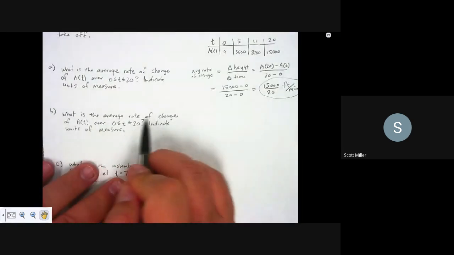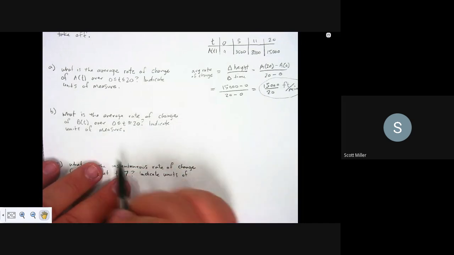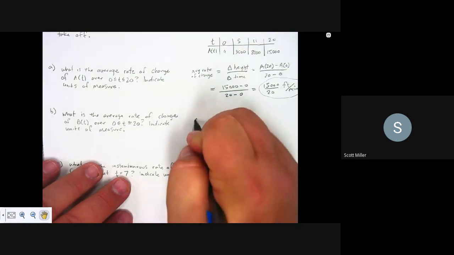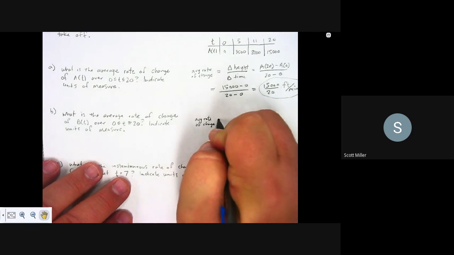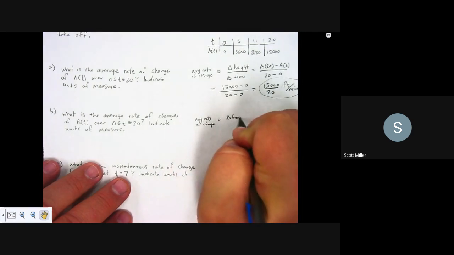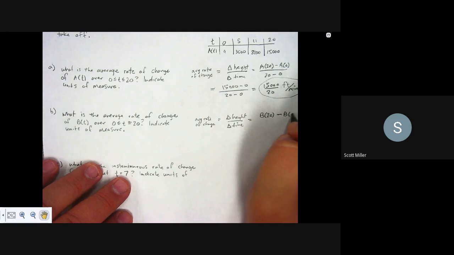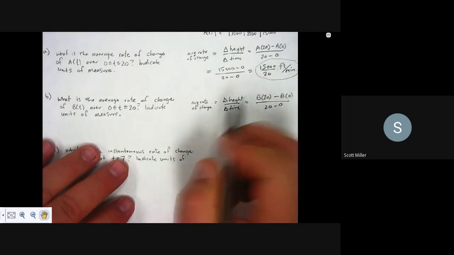What is the average rate of change of B of t over that interval? Okay, indicate units of measure. So what am I going to do? Same thing. What is my average rate of change? It is the change in the height over the change in the time. It is B at 20 minus B at 0 over 20 minus 0. And then we come down here and we can work this out.